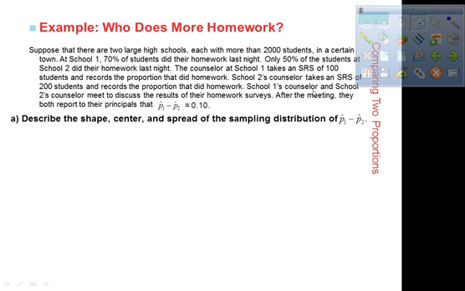School 1's counselor and School 2's counselor meet to discuss the results of their homework survey. After the meeting, they report to the principals that the difference between the two is 10%. Describe the shape, center, and spread of the sampling distribution.